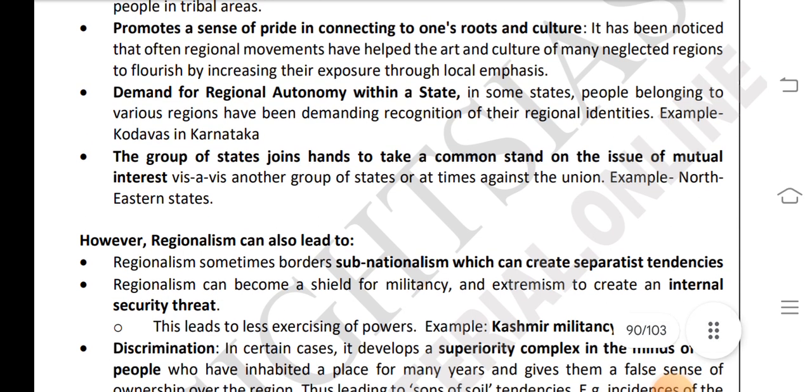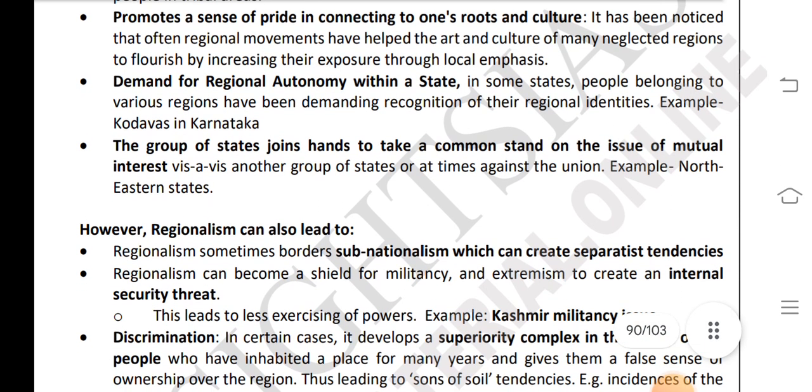Regionalism is not merely a disintegrating force; it stresses the development of regions and national integration. Example: the role of the DMK in Tamil Nadu in providing employment further helped in the socio-economic development of regions. Example: development of the Kalyana Karnataka region and reservation of seats for local people in tribal areas promotes a sense of pride in connecting to one's root and culture.